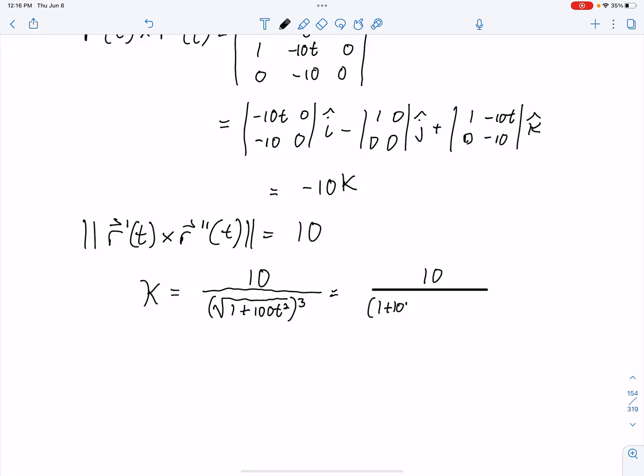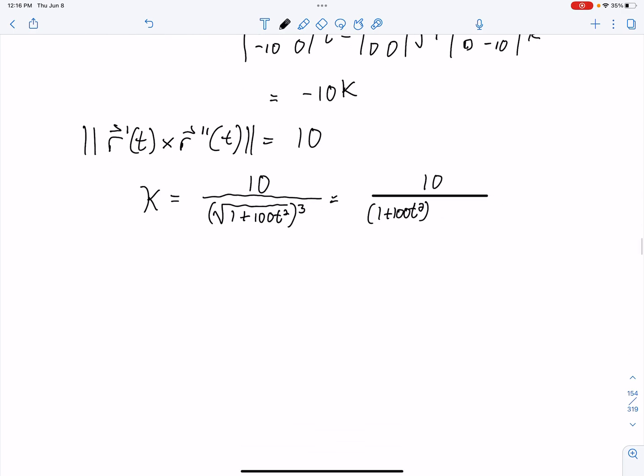1 plus 100 t squared times the square root. There we go. Sorry, I don't know why my hand's so shaky today. And I got 1 plus 100 t squared. I could do that. I would be happy with the definition before.